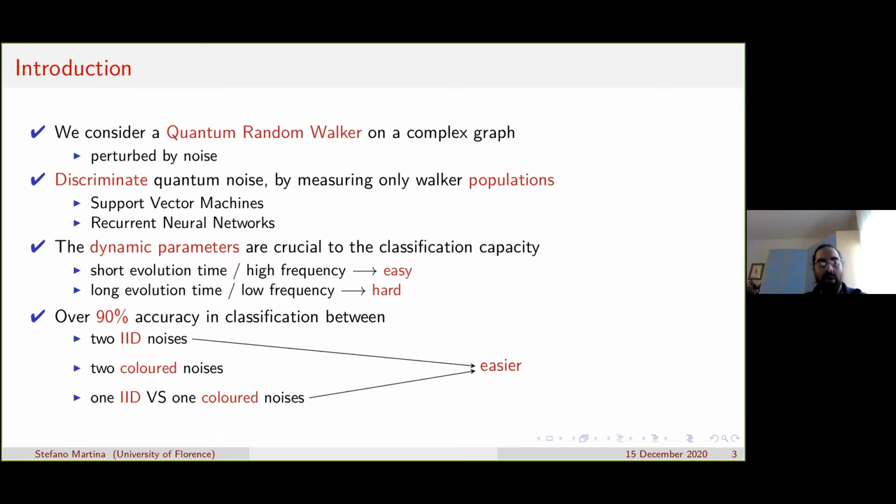The two noises can be both independent and identically distributed, and that means that the process is Markovian, and the distribution used to sample the noise does not depend on time. The two noises can also be both colored, and that means that the process is non-Markovian, and the distribution used to sample the noise depends on time. And also one noise can be IID and the other one colored. We found that when we use two colored noises, the problem is harder with respect to the other two.